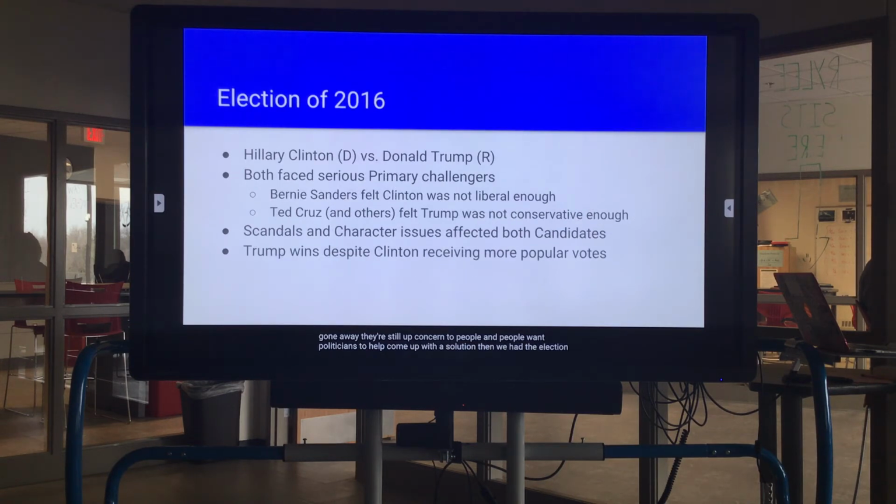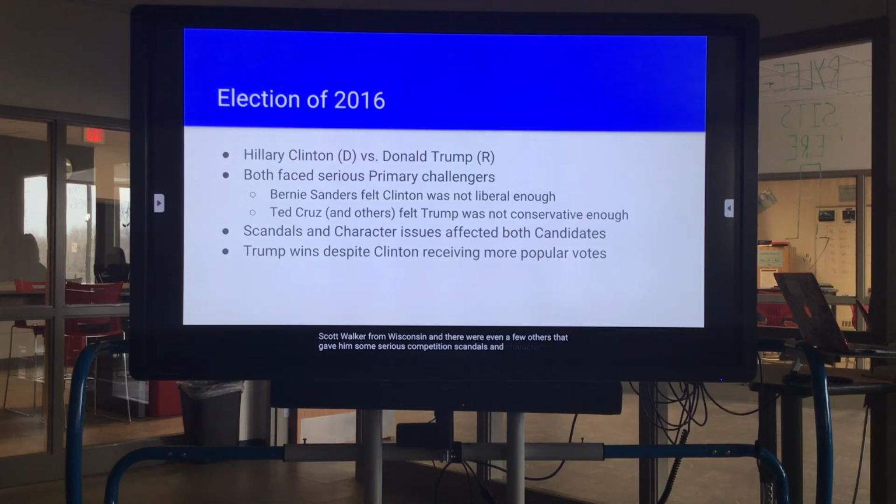Then we had the election of 2016, the one that we probably remember best. Both parties' eventual nominees faced very serious challengers from within their own parties. Bernie Sanders launched an aggressive campaign against Hillary Clinton for the Democratic nomination. And Trump had to defeat a slew of Republicans, including Ted Cruz from Texas, Scott Walker from Wisconsin, and there were even a few others that gave him some serious competition.